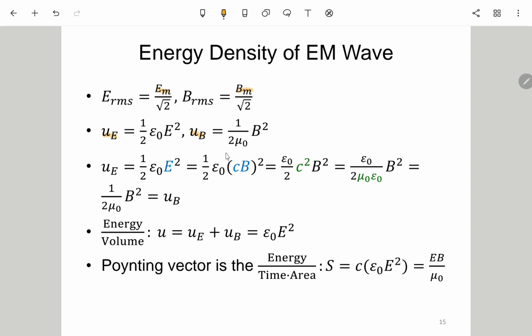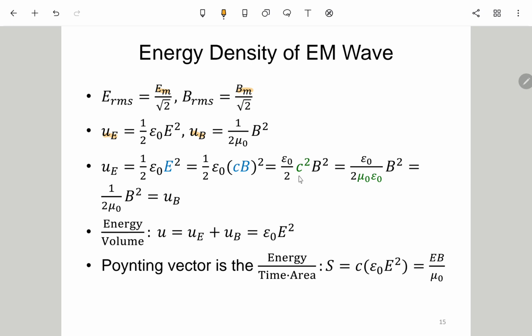Here what we want to show is that in the EM wave, the energy densities of the E field and B field are actually the same. So here, UE is 1/2 epsilon naught E squared. Previously we have E equals C times B, because E over B is a fixed ratio of C. At this stage we don't need to care about whether it is E_m or E_rms; just imagine they are the same thing. So we distribute the square to C squared and B squared like this.